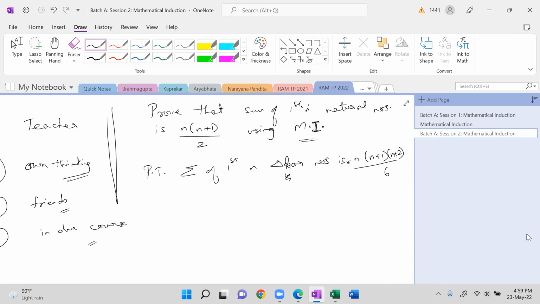We will do induction on n. In this case, n is very clear, where n is a natural number, right? We will do induction on n.